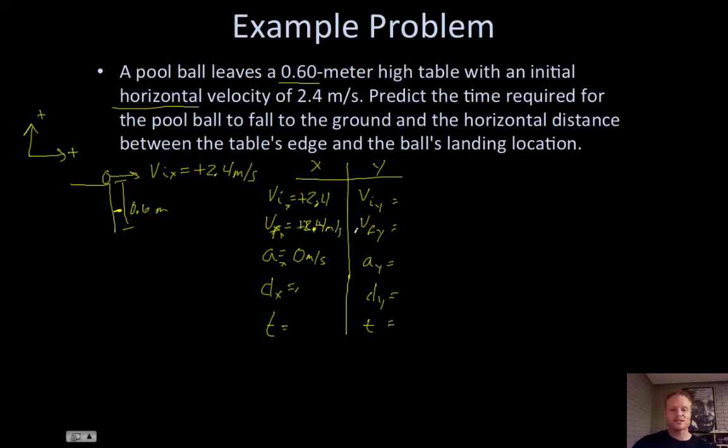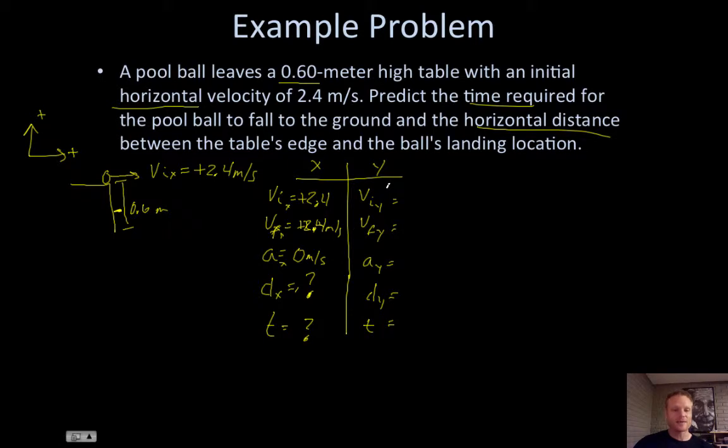The distance in the x direction, well, that's what we're trying to figure out, right? We're trying to figure out the horizontal distance. So I'm going to mark that with a big old question mark. What is the horizontal distance? Okay? Predict the time required for the pool ball to fall to the ground. The time required. So that's question 2. Okay, so now I just did all my x stuff.